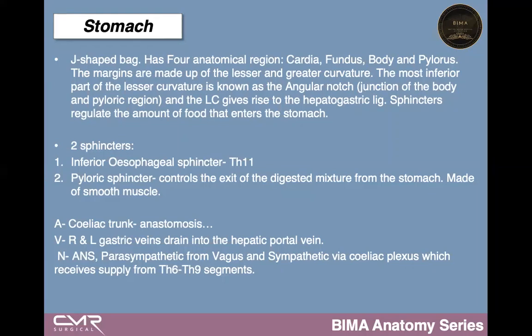You have the second sphincter, which is the pyloric sphincter, which is controlling the exit of the digested mixture from the stomach. And this is made of smooth muscle entirely, whereas the inferior esophageal sphincter is not.